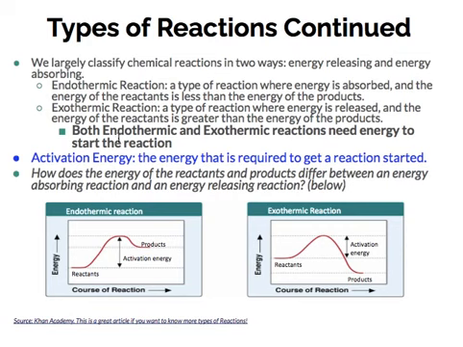So again, both endothermic and exothermic reactions still need energy to start the reaction, and that is called the activation energy. That is the energy required to get a reaction started. So looking at these two energy diagrams down here, how does the energy of the reactants and products differ between an energy absorbing reaction and an energy releasing reaction? So pause here and examine both of these energy diagrams on your own.